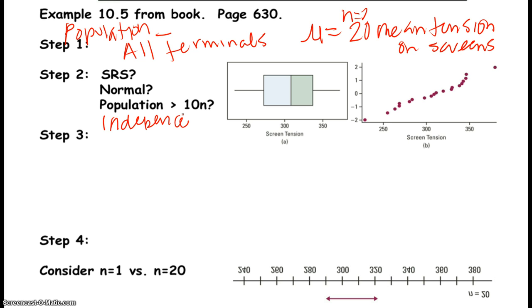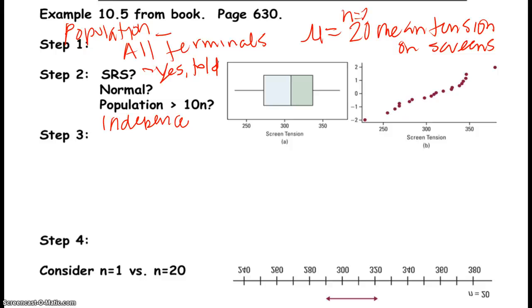Because remember that last one is kind of a 2-for-1 deal. So first of all, is it a simple random sample? Yes, they told us it was. So you can go back and reread. They did tell you it was. Is it normal? They did not say anything about normal.